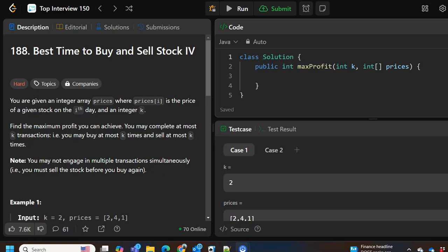The first one was easy, then medium, then hard. This is another hard. This is a little bit harder than number 3. Well, we'll see why here in a second.